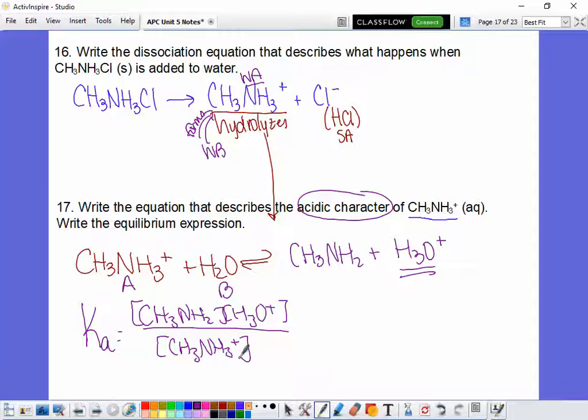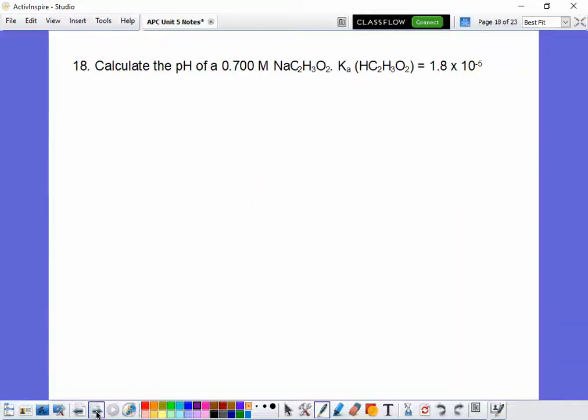Ready to do the next problem? Number 18? All right. For right now, I'm telling you that we have a salt. Okay? We have sodium acetate. That is a salt. What type of salt do you think that is? What are the ions in sodium acetate? Na plus and C2H3O2 minus. All right.